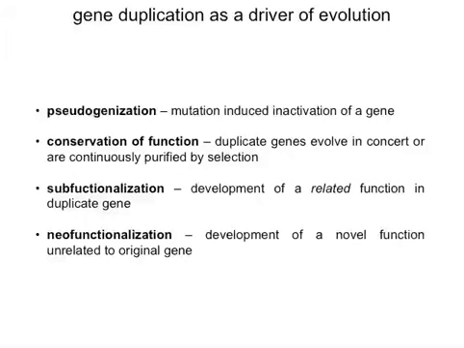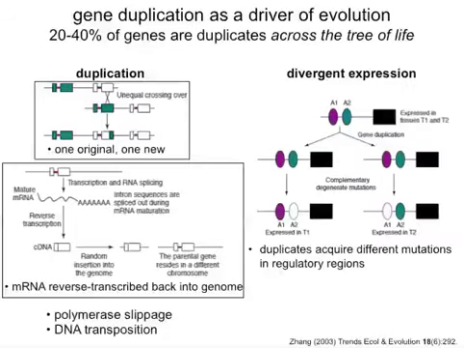That's as opposed to neofunctionalization, which is the development of a completely novel function that's unrelated to the original job that the gene product carried out. So those are 4 classes of result that can happen after gene duplication. But what is gene duplication?